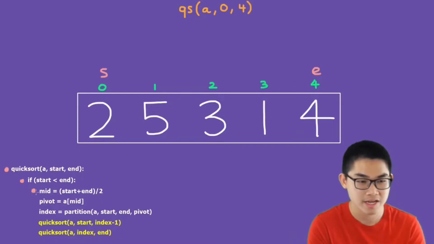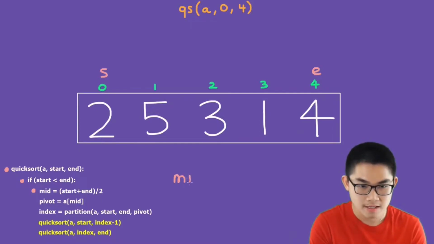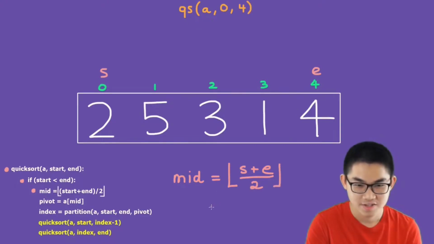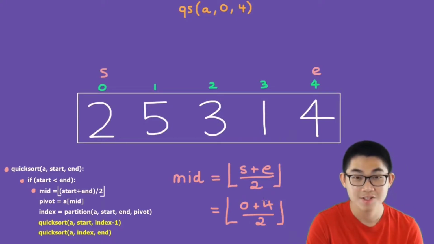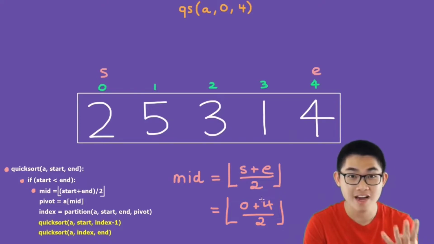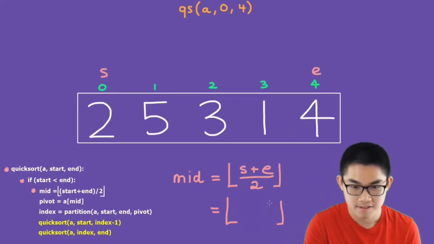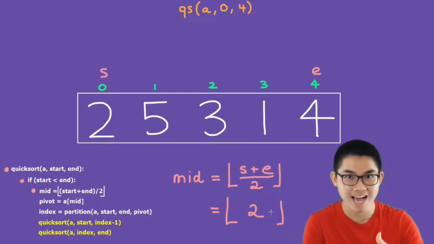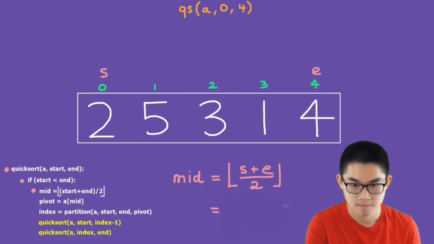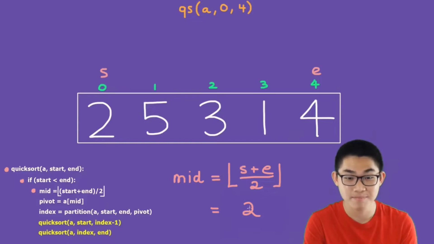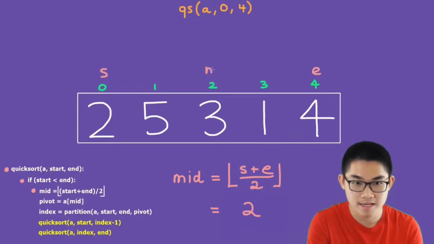And let me show you how to do it. So the mid, the formula is mid is equal to the floor of the start plus the end divided by 2. So this is equal to the start, which is 0 plus 4 divided by 2, and then we round down. So 0 plus 4 is 4. 4 divided by 2 is 2, so let's fix that. And then 2 rounded down is still 2. And there you go, we calculated the mid at index 2. So the mid is right here. Then we move on to the next step.